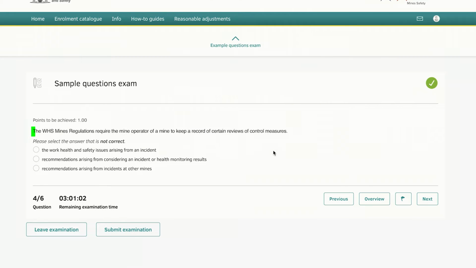This question asks, the WHS Mines Regulations require the mine operator of a mine to keep a record of certain reviews of control measures. Please select the answer that is not correct. This time around, you are asked to select the incorrect answer from the following statements. The work health and safety issues arising from an incident, recommendations arising from considering an incident or health monitoring results, or recommendations arising from incidents at other mines.